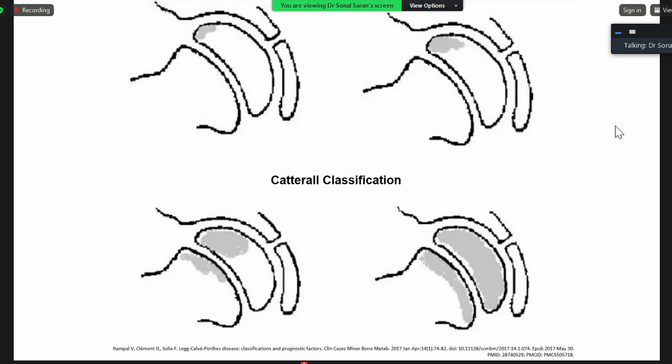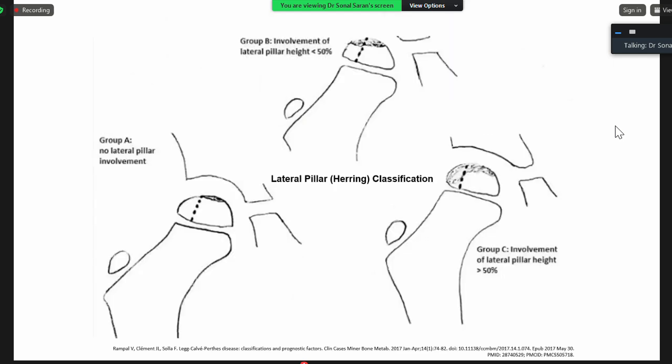When we talk about classification, we have the Catterall classification, which is based on the extent of involvement of the epiphysis. Then we have the Herring classification or lateral pillar classification, in which we divide the epiphysis into 3 pillars. Basically, the lateral pillar is the most important one. This classification divides Perthes disease into 3 categories based on the involvement of the lateral pillar.